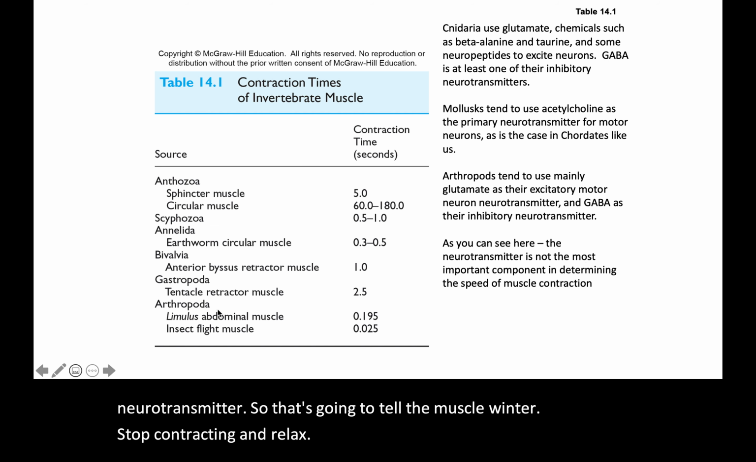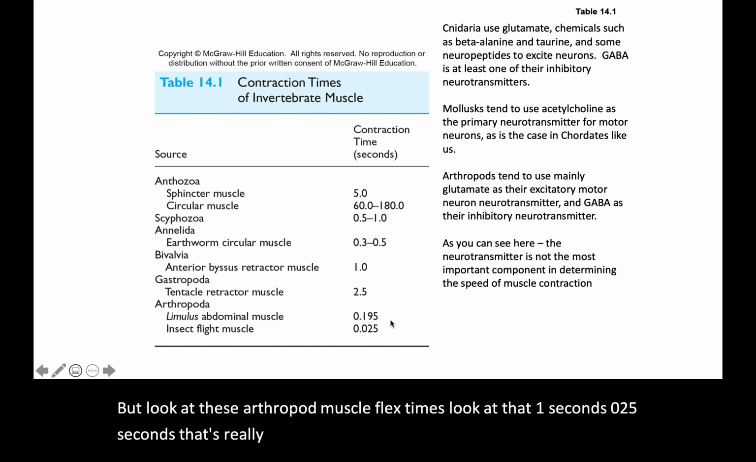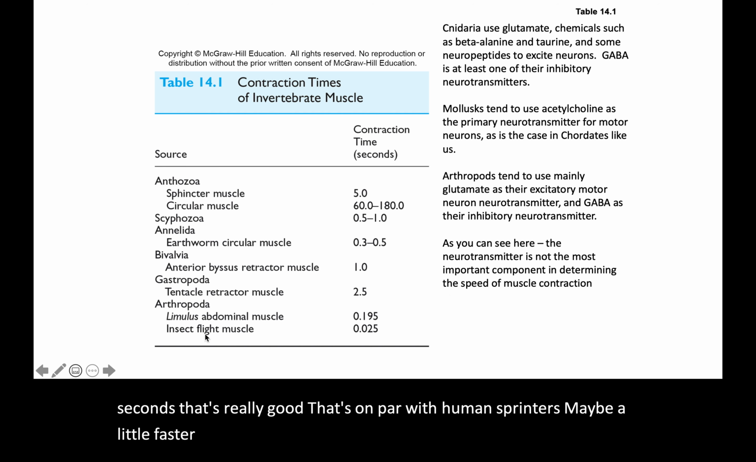But look at these arthropod muscle flex times. Look at that. 0.1 seconds, 0.025 seconds. Yeah, that's really good. That's on par with human sprinters. Maybe a little faster. So, yeah, an insect flight muscle has to go really fast twitch time. And it does. It absolutely does.